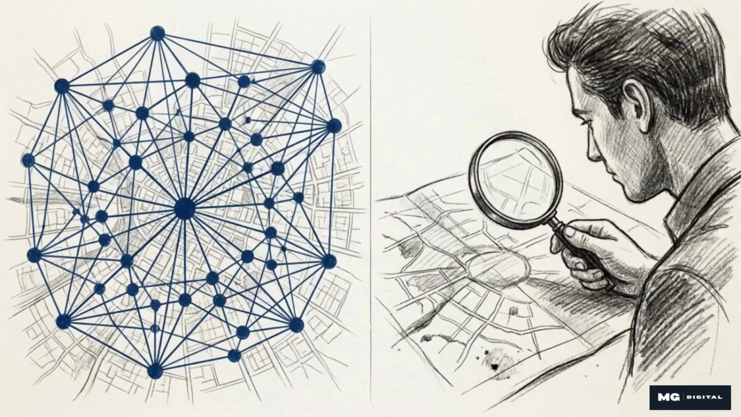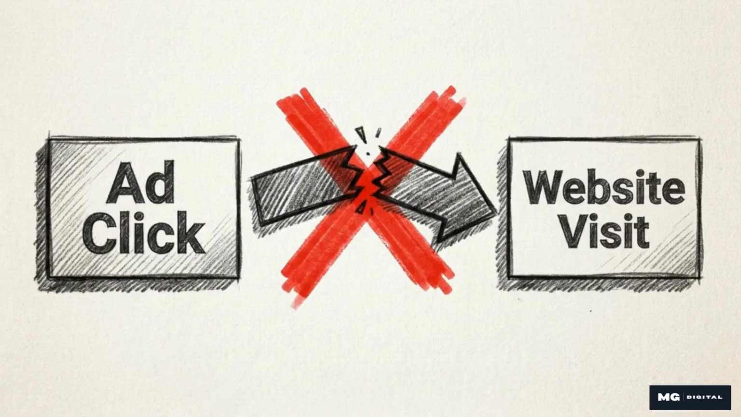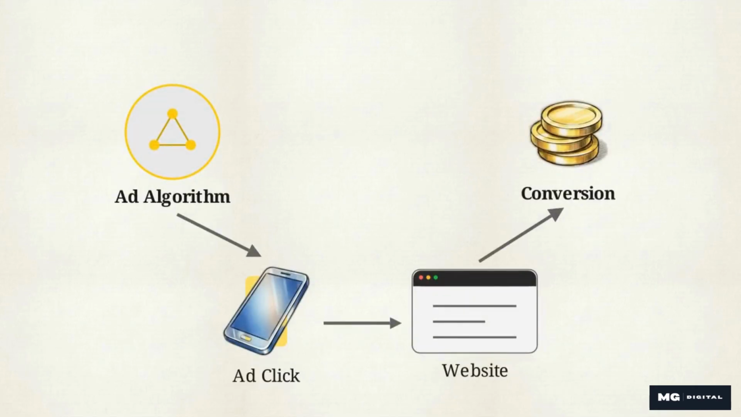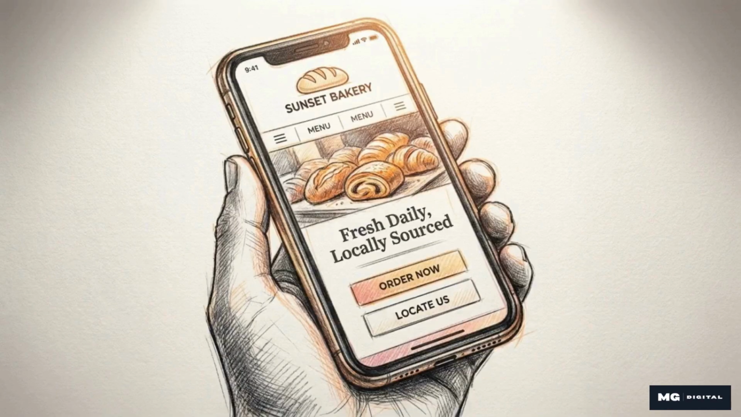Trusting the platform's broad targeting algorithm to find your buyers is far more effective than trying to guess who they are yourself. Even the best ad setup falls apart if the platform loses sight of the user the moment they click your link. This flowchart demonstrates how the Metapixel and Conversions API solve that. These digital tracking mechanisms report every successful booking or purchase back to the ad algorithm, so it knows exactly what worked.